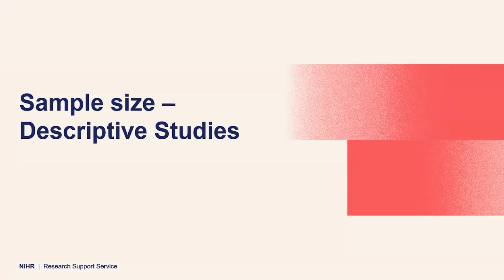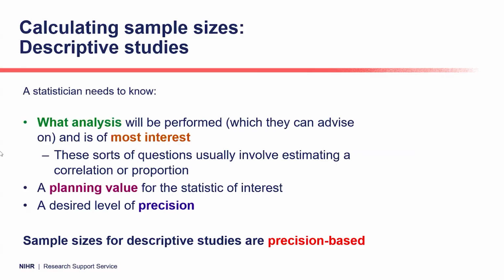So, descriptive studies, we'll start with these. The statistician will need to know about the analysis you want to perform in your study. So this should be clear from your research question, and if not, a statistician can help you to clarify it and phrase it correctly. As in the previous example, if your descriptive research question is about the association between self-reported and measured physical activity, then a statistician would advise you to look at the relationship between these two variables by analysing a correlation coefficient between them. A correlation coefficient would then be the statistic of interest.